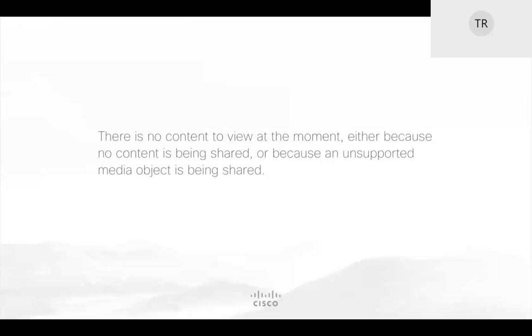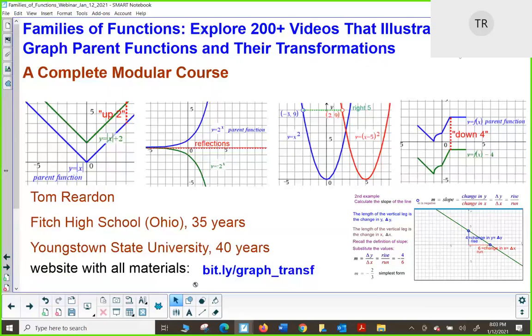Okay, that should be up there then, right? Yep, looks like a lot of families of functions. Okay, all right, thanks, Mike.